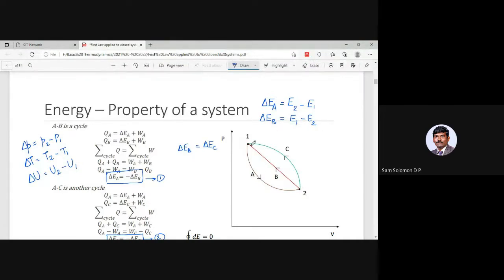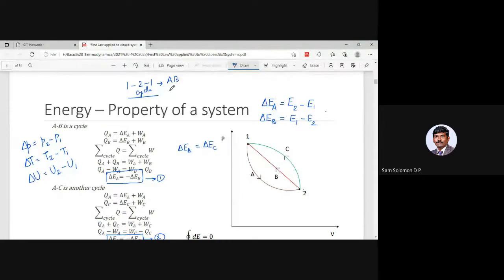Delta EB, here you are taking path B, the final state is 1, the initial state is 2, so it is final state minus initial state. Okay, now I want to tell you that C1 2 1 is a cycle. I'm starting with 1 and finishing with 1, so that makes it a cycle. This cycle follows the path AB. For 1 to 2 it followed path A, for 2 to 1 it followed path B.